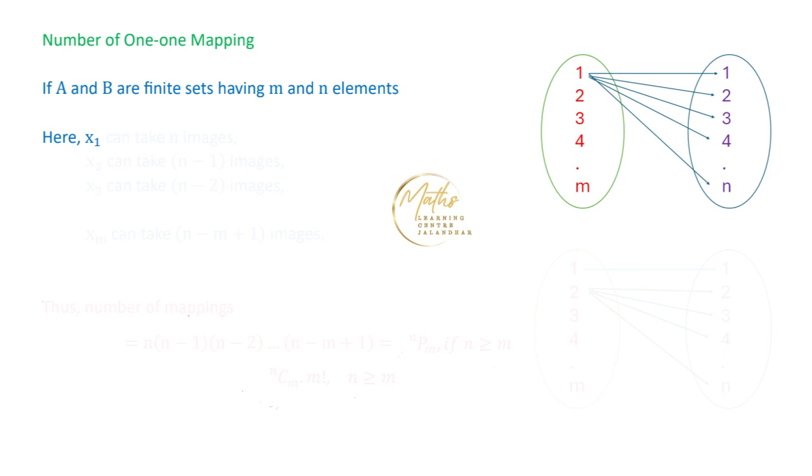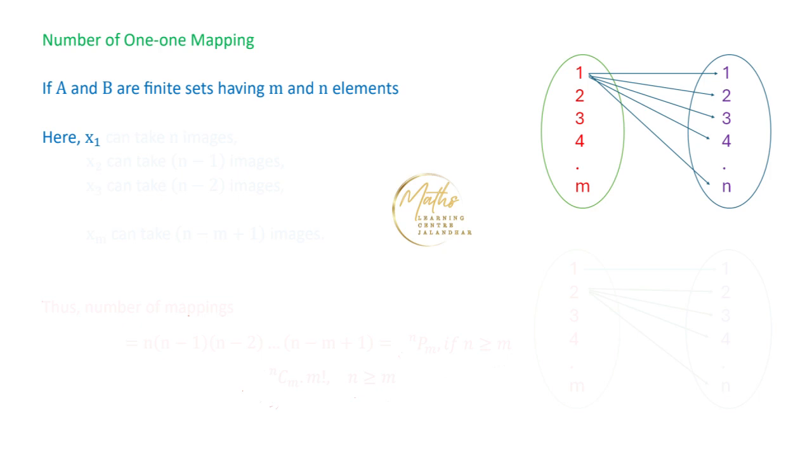Now next we are going to count the number of 1-1 mappings. So suppose we are considering that we have the sets A and B, and set A has m elements and set B has n elements. Now suppose the first element of the set A is x1. So if we look at this condition over here, the first element of the set A can be mapped to any one of the n elements of the set B.